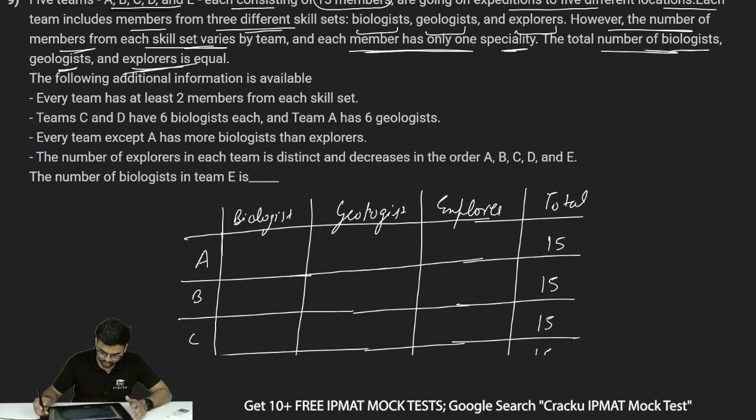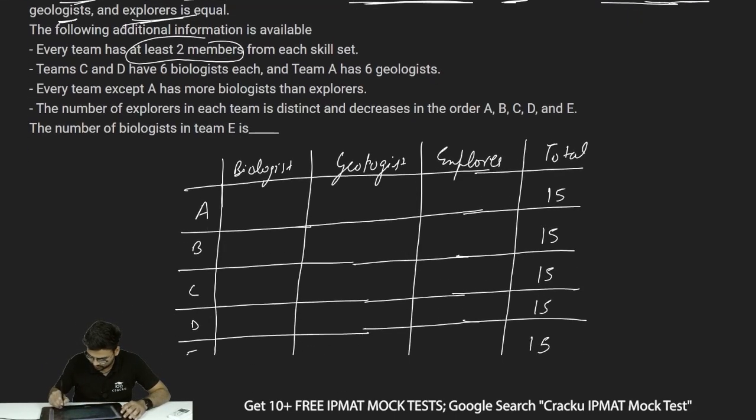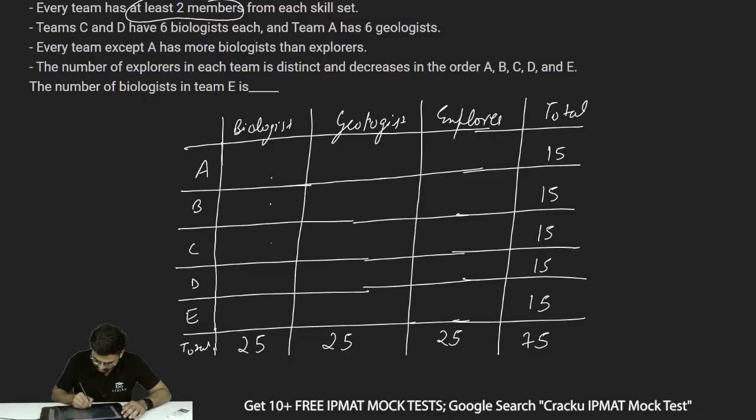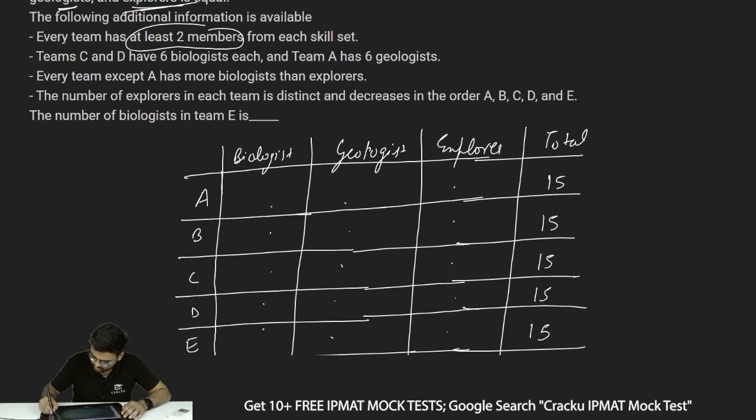Now we have the following additional information available. Every team has at least 2 members. So every value in this table which we have to fill will be greater than or equal to 2.